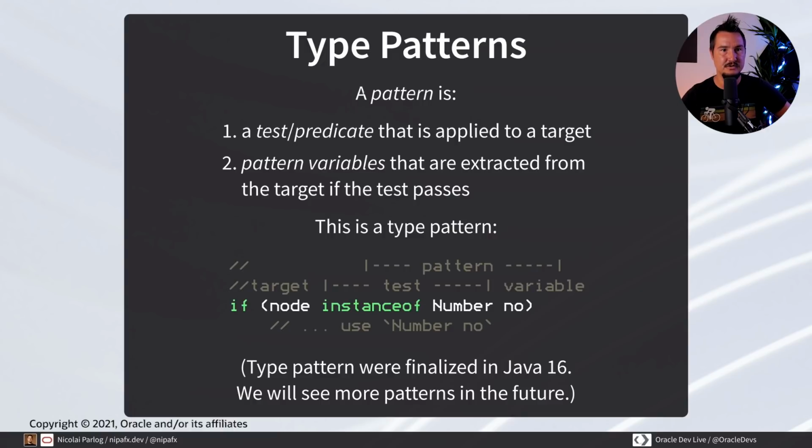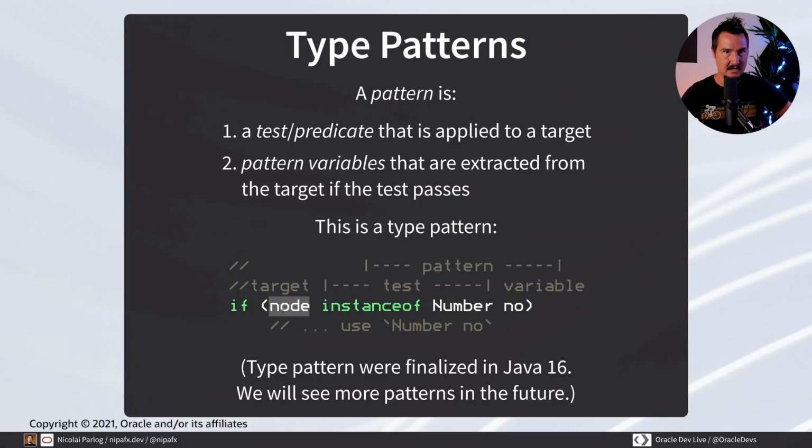So the first thing I want to introduce you to is a pattern. Specifically type patterns, but the first half of the slide applies to patterns in general. A pattern is always a test or a predicate, some kind of check that is applied to a target. So you have a target, you have a test or a predicate on that, and then you have pattern variables. Pattern variables are extracted from the target, assuming the predicate or the test evaluated to true. So that's a lot of theory. I show it here on this specific kind of pattern, which is a type pattern.